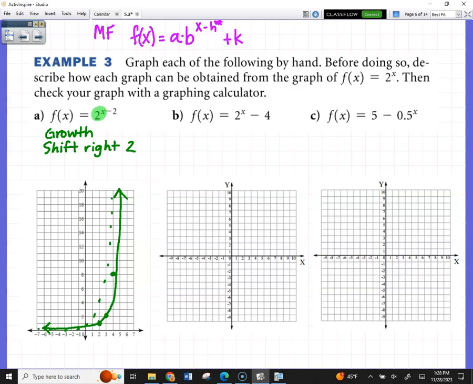All right, what about B? Is it growth or decay? It is growth because the base is 2, and it's going where? Down 4. It is simply taking the whole graph and dropping it down 4. So my curve, normally I like to just put, it was usually about right there. So I'm going to come down to the 4 and I'm going to draw my curve like that.